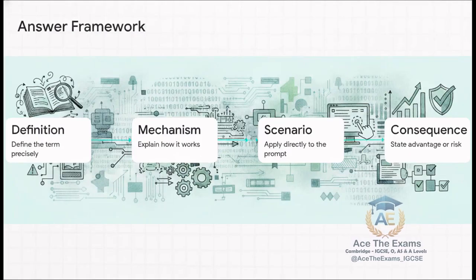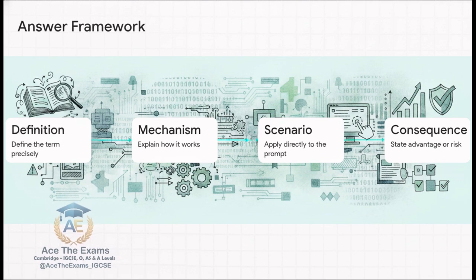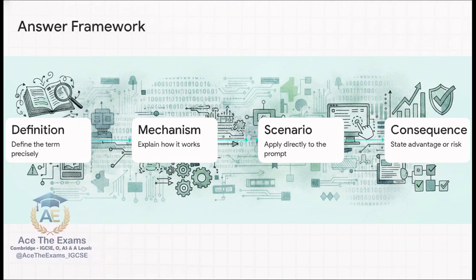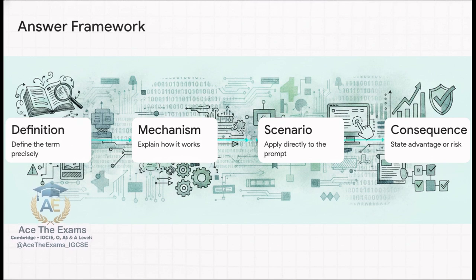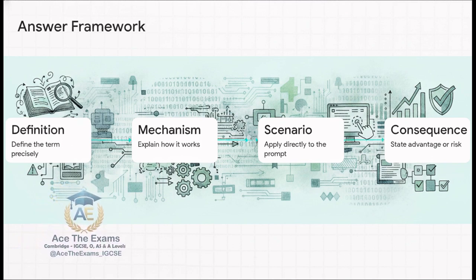Seriously. So the absolute crucial point here is to follow a strict 4-step framework in your exams to guarantee you hit every required mark scheme point without rambling. First, define the term precisely. Second, explain the mechanism of how it works. Third, apply it directly to the scenario given in the prompt. And finally, state the consequence or advantage. This sequence literally forces you to think like an examiner.